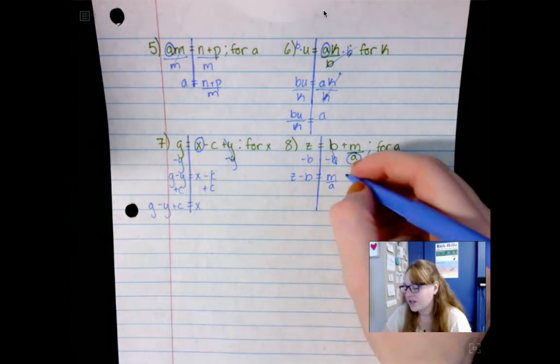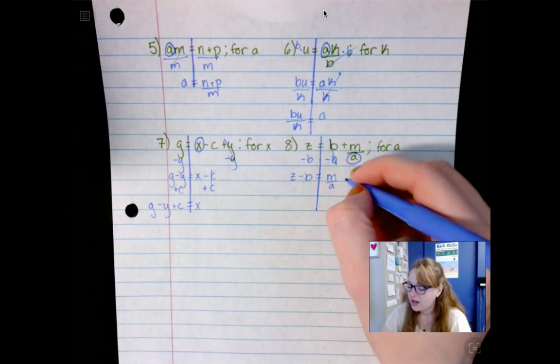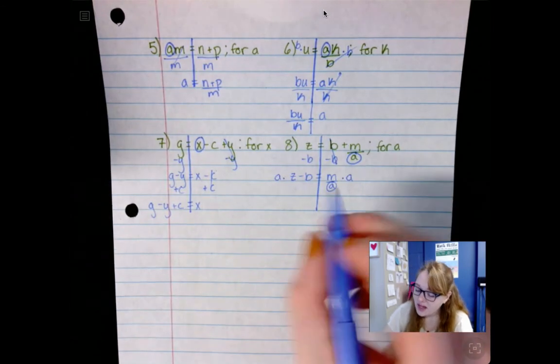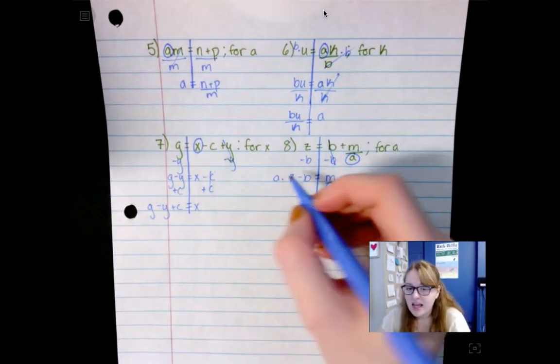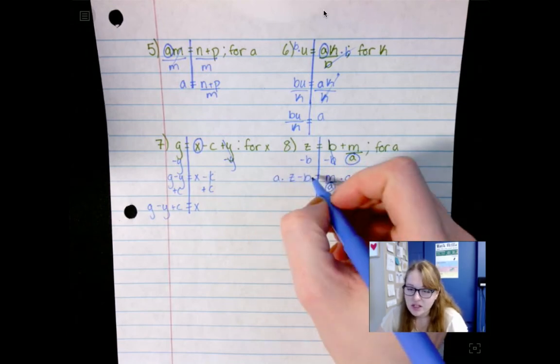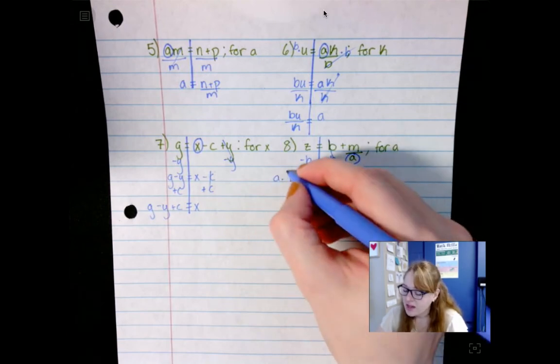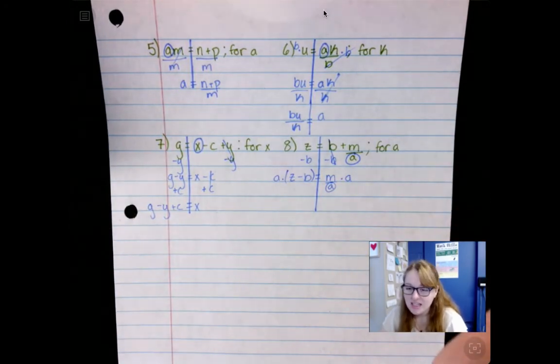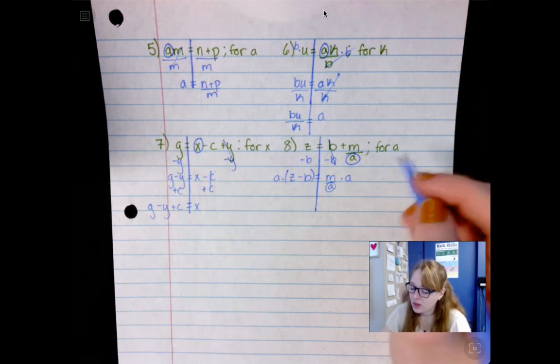Now what we have to do is get rid of that division. To get rid of that division, we are going to multiply by a once on each side. But be careful on this left side, because the a is not just being multiplied by the z. The a is not just being multiplied by the negative b. The a is being multiplied by the whole thing, z minus b. So we're going to close that in with parentheses.